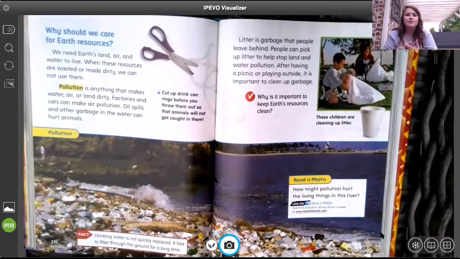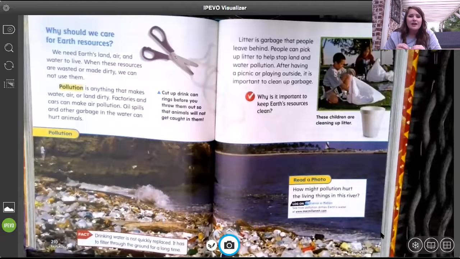If we do not have those three things to live, and they are not safe, and they're not a good place for us to be on, we will not be alive. So why do we need these resources? To stay alive. We have to have these resources in order to stay on the planet Earth. So it's very important that we do our jobs and make sure that we're keeping things clean and that we're using them wisely. When these resources are wasted or made dirty, we cannot use them anymore.